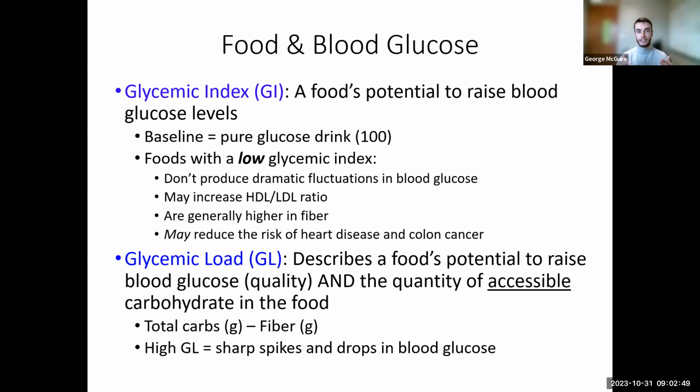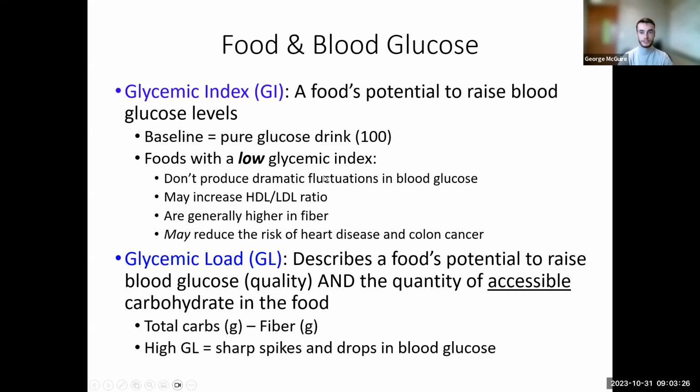So any other food is then going to be put on this scale, and if they have a GI higher than 100, that means that is putting more glucose into our bloodstream than a pure glucose drink did. And if it is lower, then it's putting less glucose into our bloodstream than a pure glucose drink. Right? So essentially, the idea was that for a healthy diet, you should aim to be eating foods that have a low GI and thus a low impact on your blood glucose levels, or at least a slower impact on your blood glucose levels. And these foods had other associations.